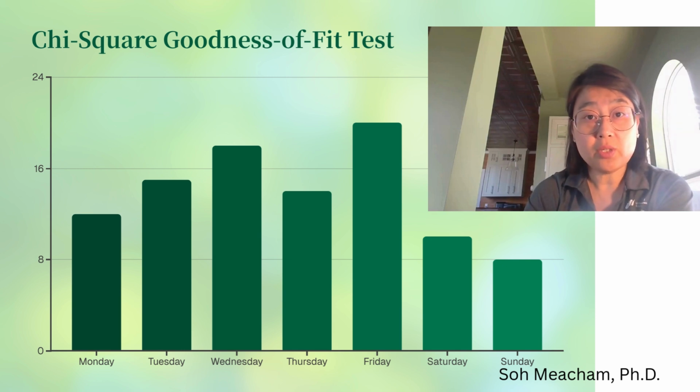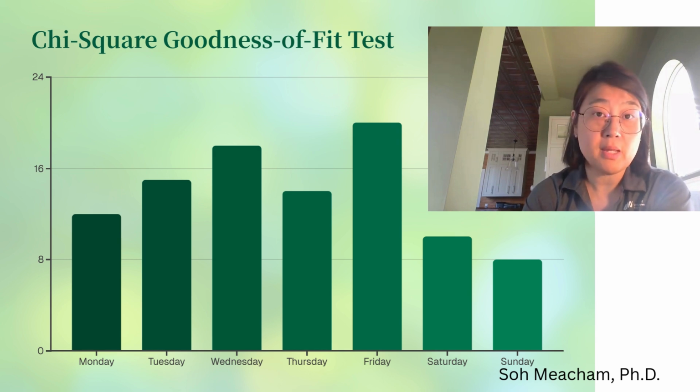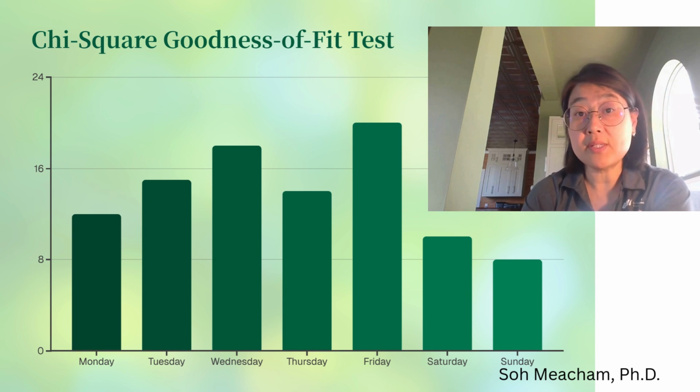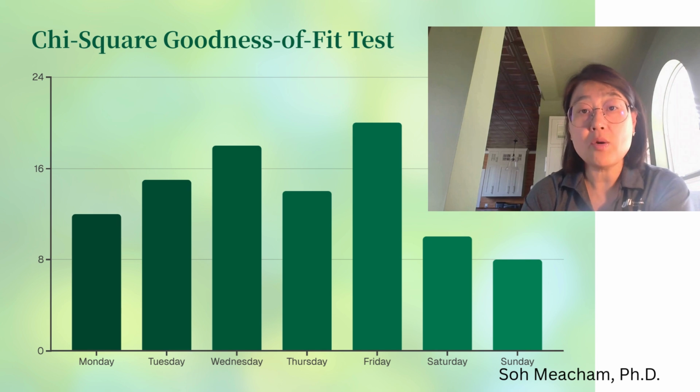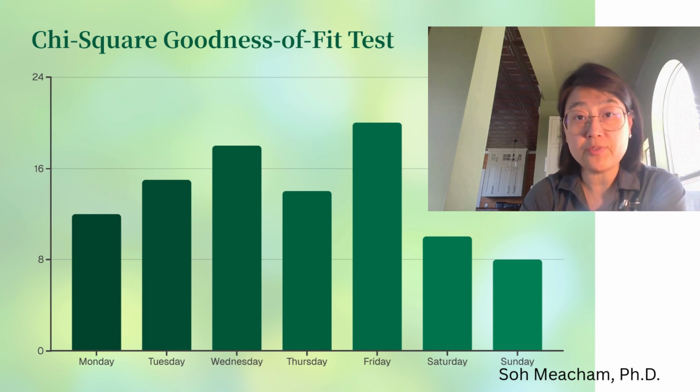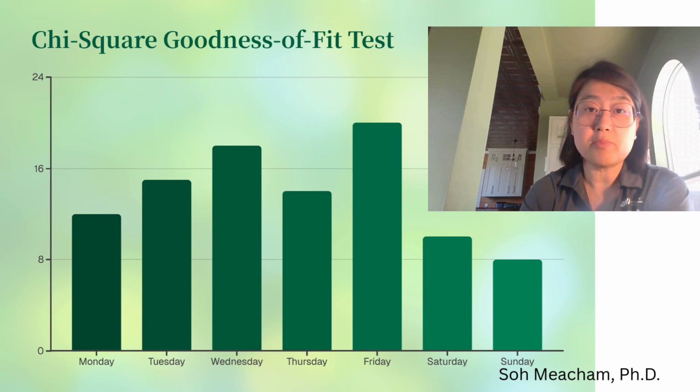Now imagine you're an early childhood researcher looking at whether the days of the week affect birth rates at a local hospital. You count the number of births on each day of the week and want to know if those differences are statistically significant. Because this is count data across categories, the chi-square goodness of fit test is the right choice. It helps us determine whether the observed distribution across categories differs from what we would expect by chance.